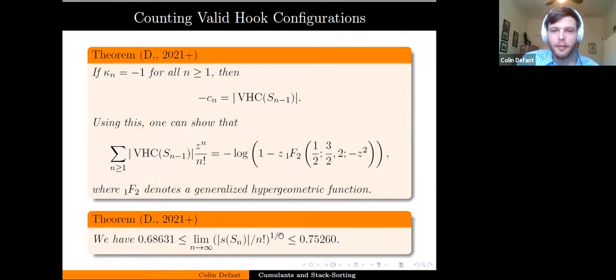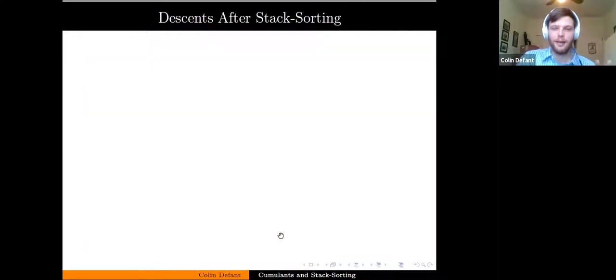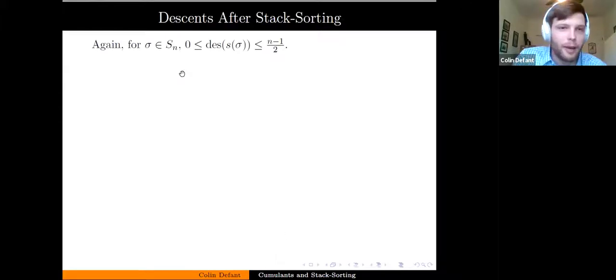Okay, but now I want to tell you about my favorite application of this method, which goes back to this question of descents. So remember, if we take a permutation of size n, we apply the stack sorting map to it, and we count the number of descents in that permutation. This will be somewhere between 0 and (n-1)/2. So let's say that I choose my permutation sigma uniformly at random, and I want to know the expected value of the number of descents.